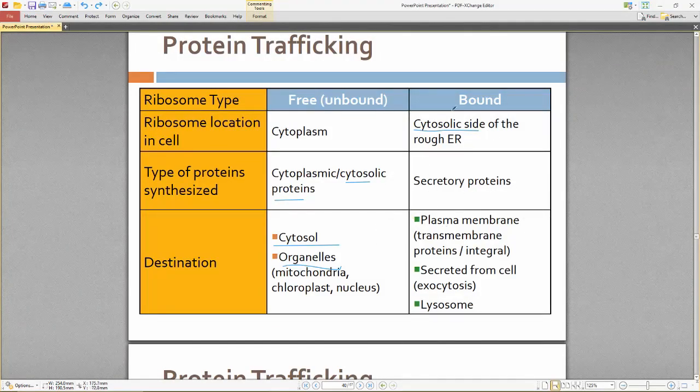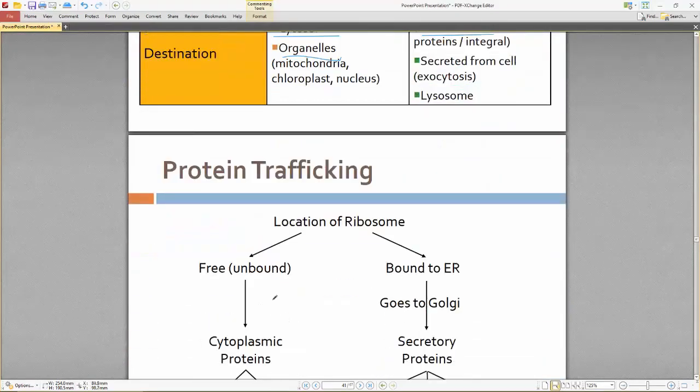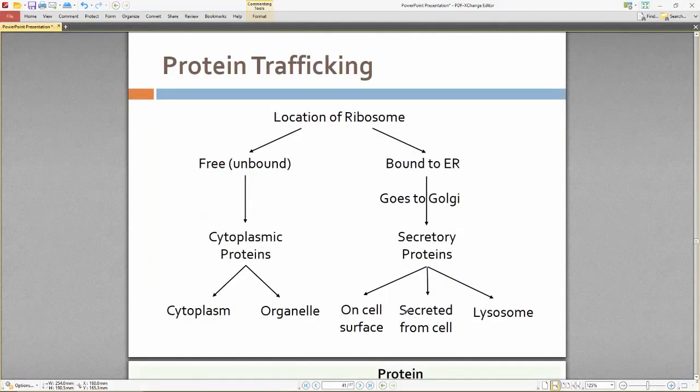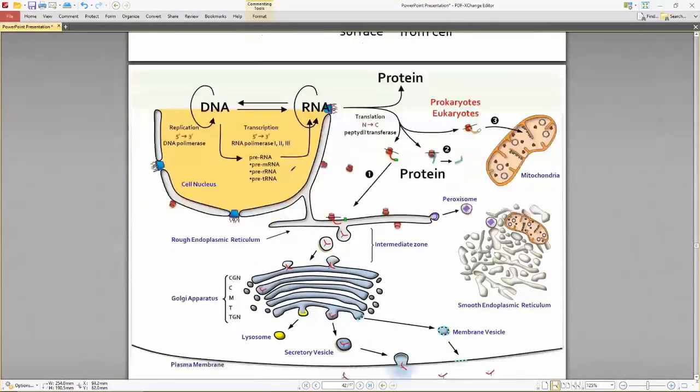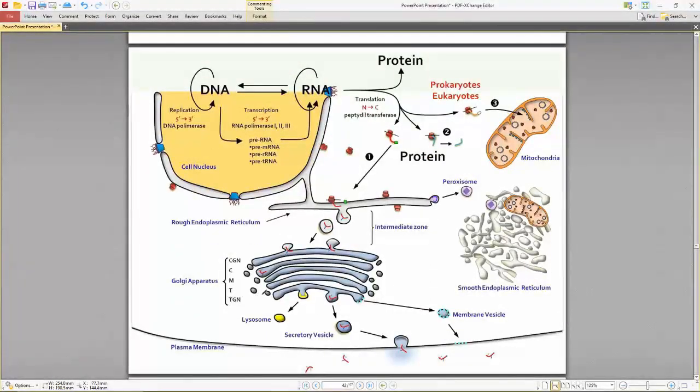And the final destination for these proteins are the plasma membrane, as either transmembrane proteins or integral proteins, or they're secreted from the cells through exocytosis, or they end up in lysosomes. So this is a little flowchart describing all the different options. So it all starts with the location of your ribosome. Is it free or is it bound? And from there, you have basically a fork of paths that your protein will go. Cool.